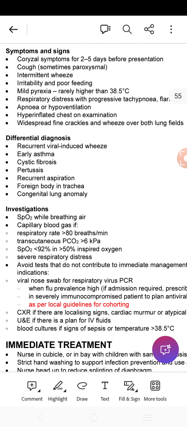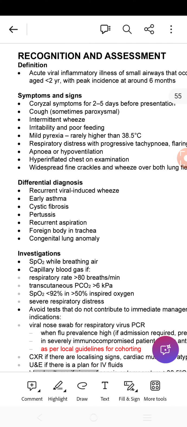The other group is a child who has congenital heart disease, either cyanotic or acyanotic. So these patients are more prone to bronchiolitis. Now we are discussing the differential diagnosis. The differential diagnosis includes especially recurrent viral-induced wheeze. Maybe this is early signs of pertussis, early signs of asthma, and maybe this is cystic fibrosis, which will initially present with recurrent chest infection. So these are some differential diagnoses.